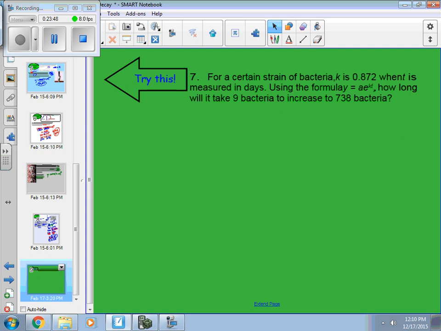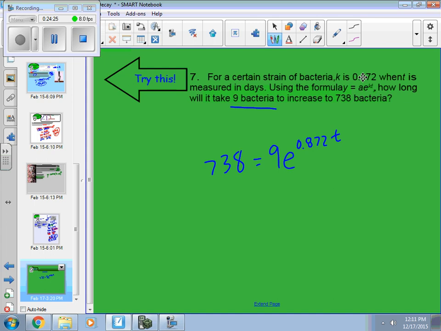It says for a certain strain of bacteria, the K value is 0.872 when T is measured in days. Using this formula, so this is the growth one for continuous growth. How long will it take 9 bacteria to increase to 738 bacteria? Okay, so 9 bacteria, that's our starting amount. We know our K value. They told us here it is 0.872. We don't know the time, so we got to leave T in there. We do know the ending amount of bacteria is this. So now we just got to solve this out and see what you get.